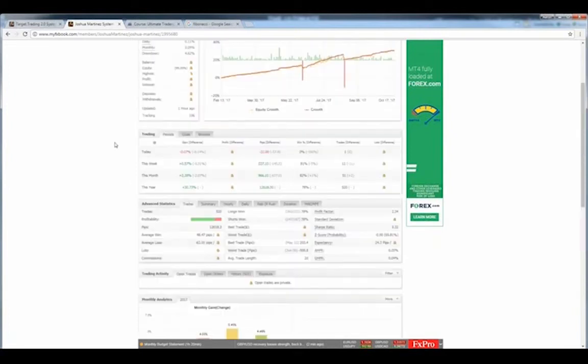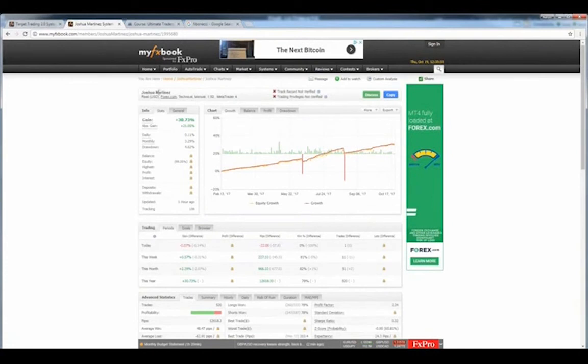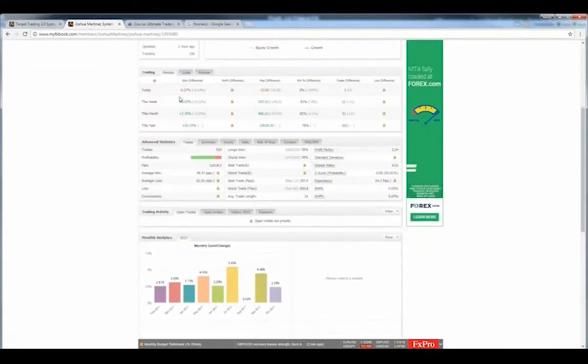Okay? This is Josh Martinez. You can see his name right here. Real US dollars right here. You can see Josh is down today, 32. All right, he's down. This week, he's up 227. Okay, excuse me, pips, not dollars. He's down 32 pips. He's up this week, 227 pips. He's up this month, 966.